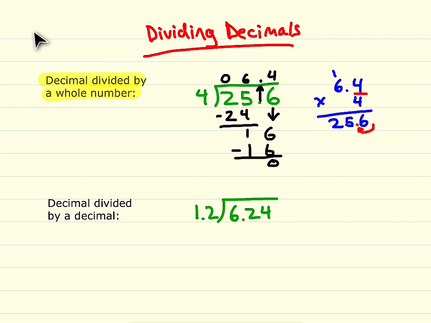The next type of problem is taking a decimal divided by a decimal. Like what you see in the problem, 6 and 24/100 divided by 1 and 2/10. Here, we're not allowed to have a decimal in the divisor, so we must move it to the right until we get a whole number. So now, we moved it one spot to the right, and we must do the same thing in our dividend. Move it one spot to the right.